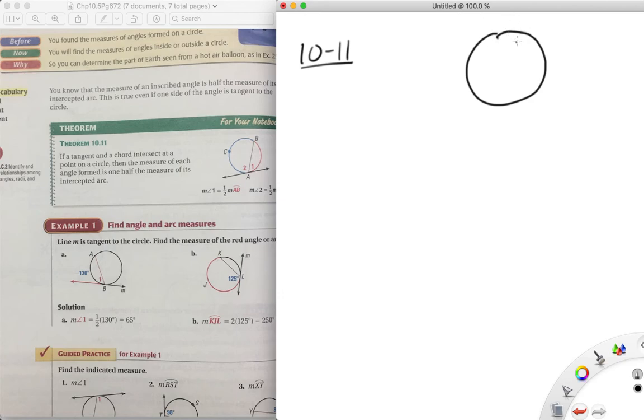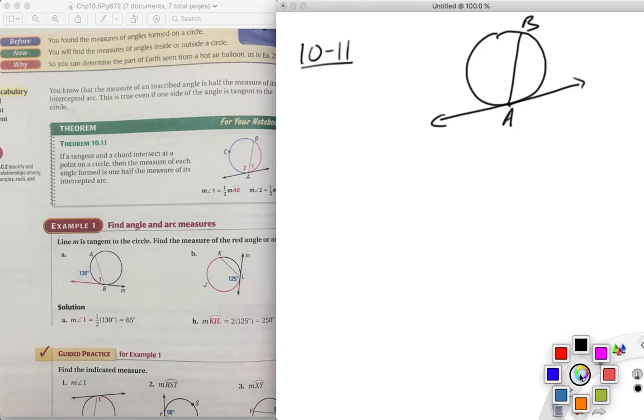So we have a circle, we have a chord, BA, and we have a line tangent to that chord. Whoops, that's not tangent. We have a line tangent, so touching the circle at exactly one spot. Okay. We have this arc here. We have this arc over here.